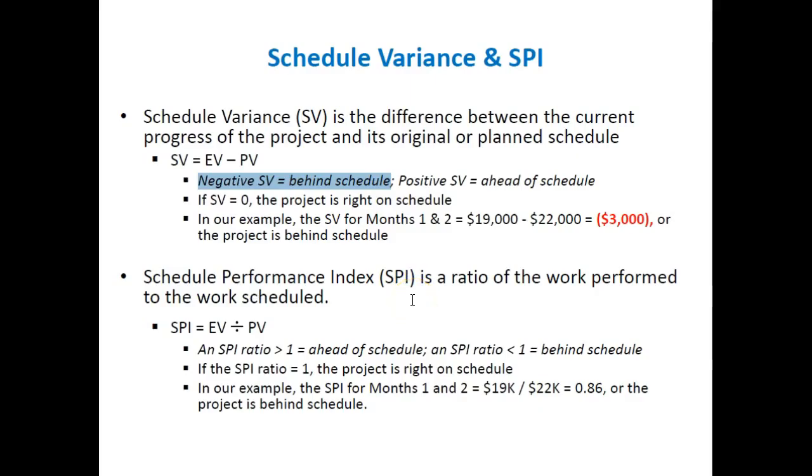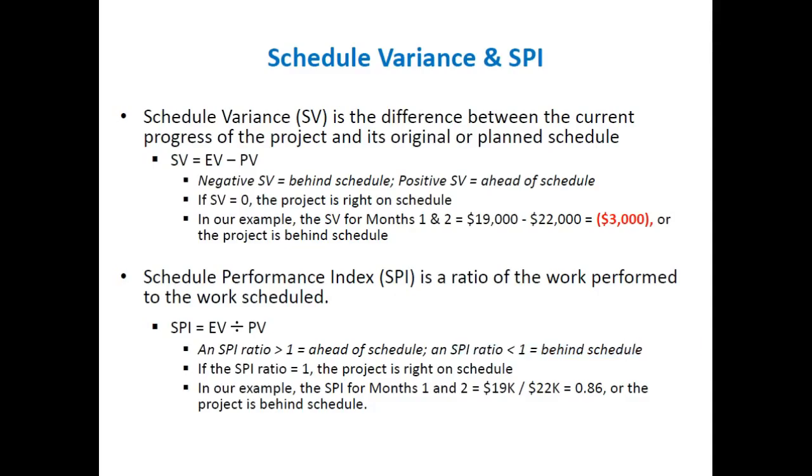The SPI then is the metric that goes along with this. And it's the same thing, earned value divided by the planned value. So you get 19 divided by 22K, and you get a 0.86, okay? And since it's under 1, that means, again, that you are behind schedule, okay?